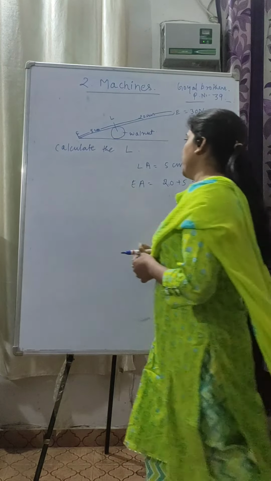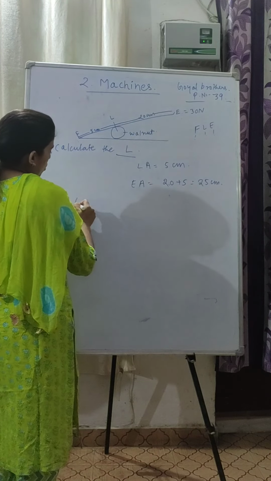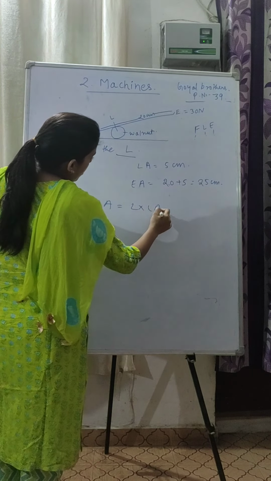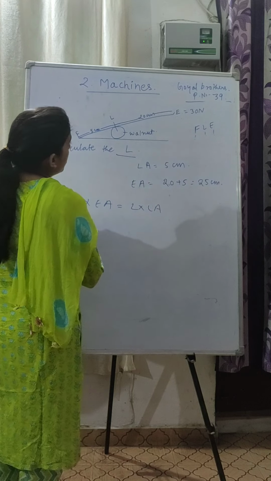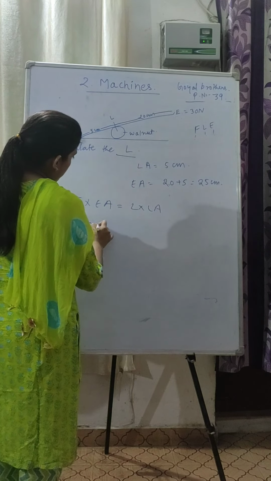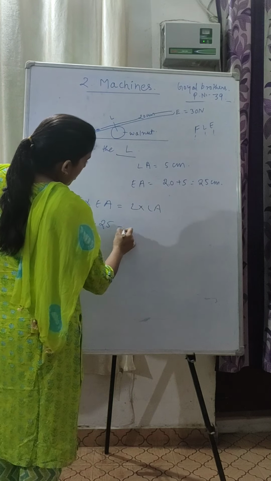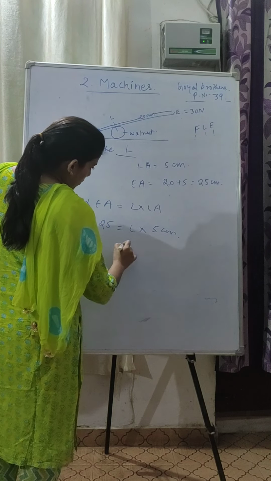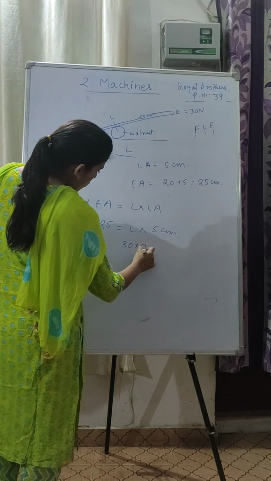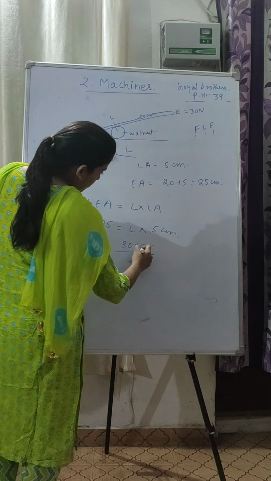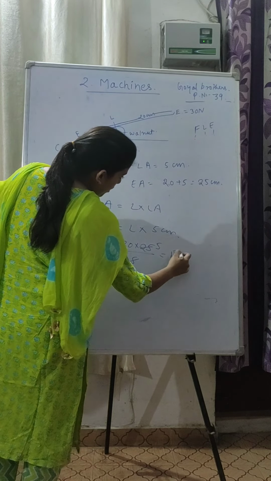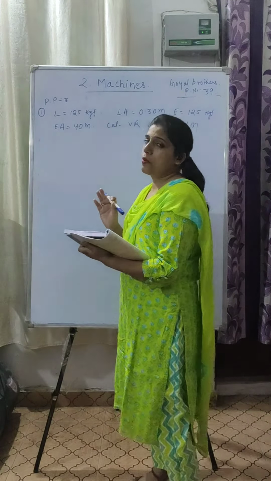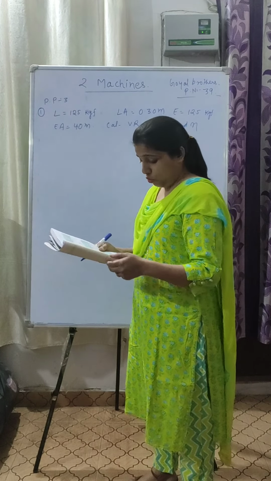Now we have to simply calculate the load. Effort into effort arm is equal to load into load arm. So put in the values: the effort arm is 25 centimeter, the load is what we have to calculate, and the load arm is 5 centimeter. By keeping the values, we will simply get the answer for the load, that is 150 Newton. Okay, I hope you all understand this practice problem.